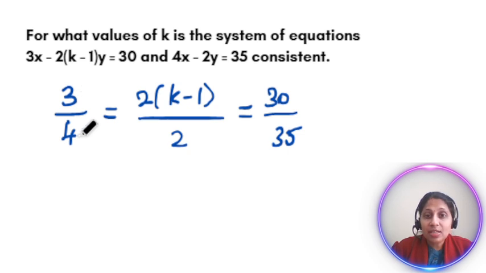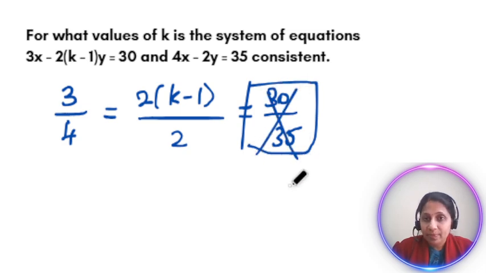But here it is 3 by 4, whereas here it is 6 by 7. So obviously it will not have infinitely many solutions. But in order to be consistent, it should have at least a unique or infinitely many solutions. Infinitely many is not possible in this case. So it should have a unique solution. That means A1 by A2 should not be equal to B1 by B2.